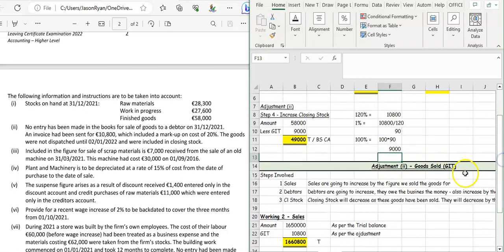So anytime you get goods in transit, you're going to adjust your sales, your debtors, and your closing stock. Your sales and your debtors are usually adjusted by the figure in the question. So your sales are going to go up by that figure. Your debtors are also going to go up by that figure. And then your closing stock is going to go down by the cost price. So you have to find out what is the 100% and reduce your closing stock by that. And that's the second adjustment for the 2022 company manufacturing account McGuigan.